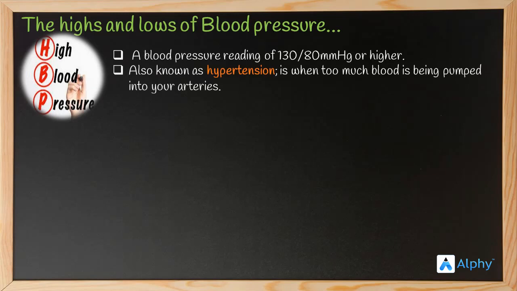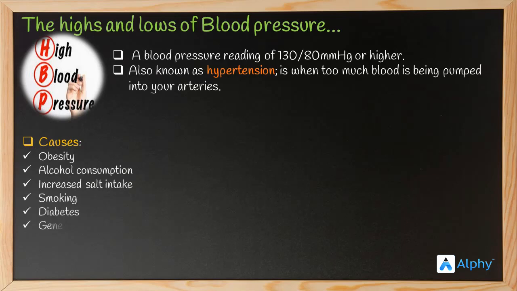Okay, next we have the causes of hypertension, which are obesity, alcohol consumption, increased salt intake, smoking, diabetes, genetics, stress, and aging. Okay, so these are the major risk factors which are associated with high blood pressure.